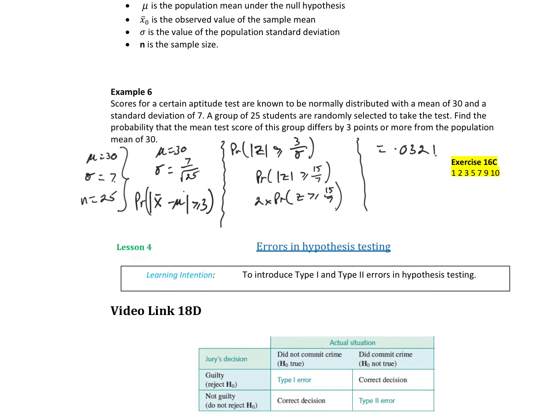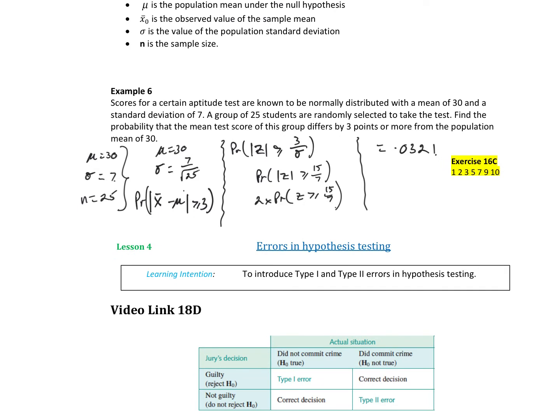We're going to have a look at some aptitude tests. Scores for a certain aptitude test are known to be normally distributed with a mean of 30 and a standard deviation of 7. Sounds familiar. A group of 25 students is randomly selected to take the test. Find the probability that the mean test score for this group differs by 3 points. So here's one that's clear in that there's no specific direction. It could be 3 above, it could be 3 below.